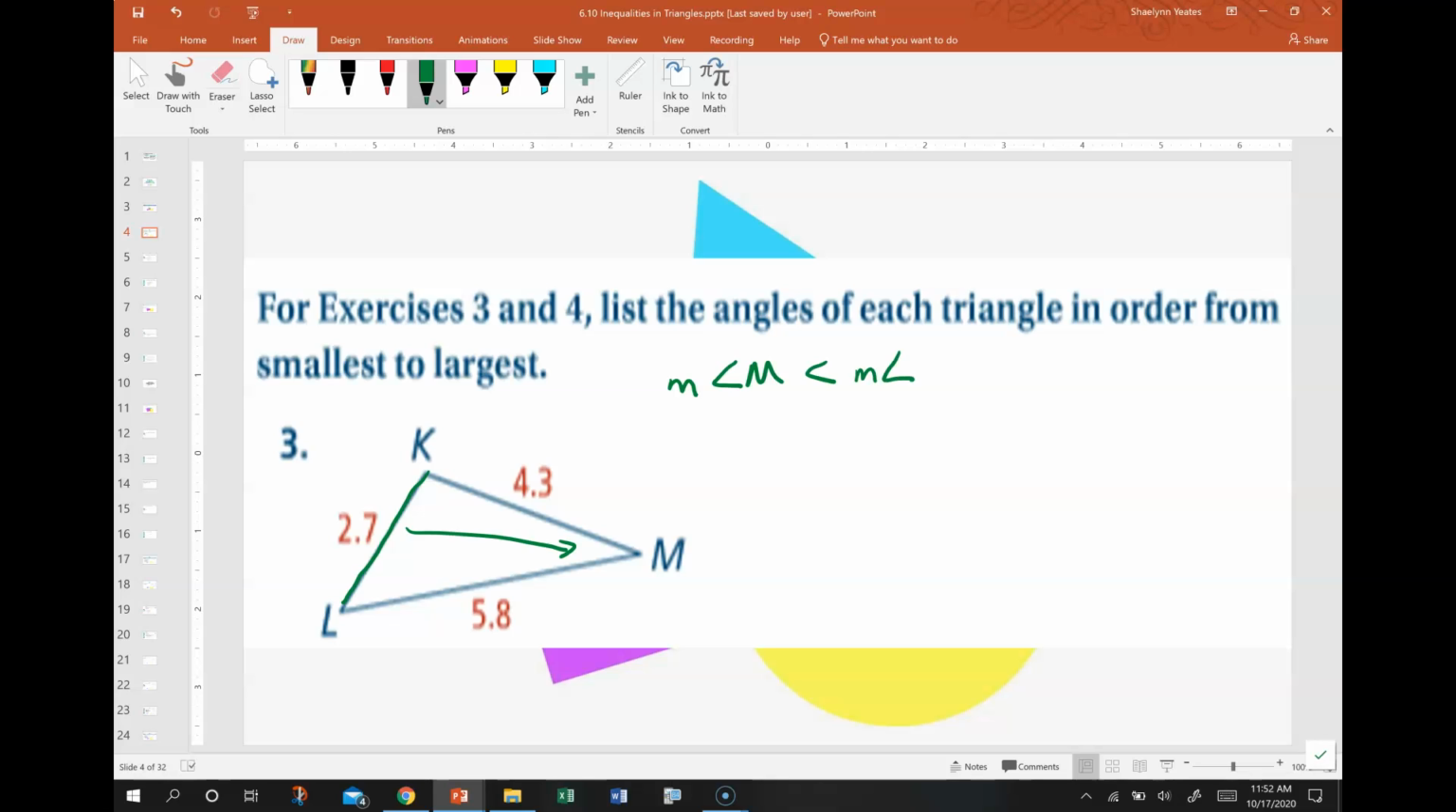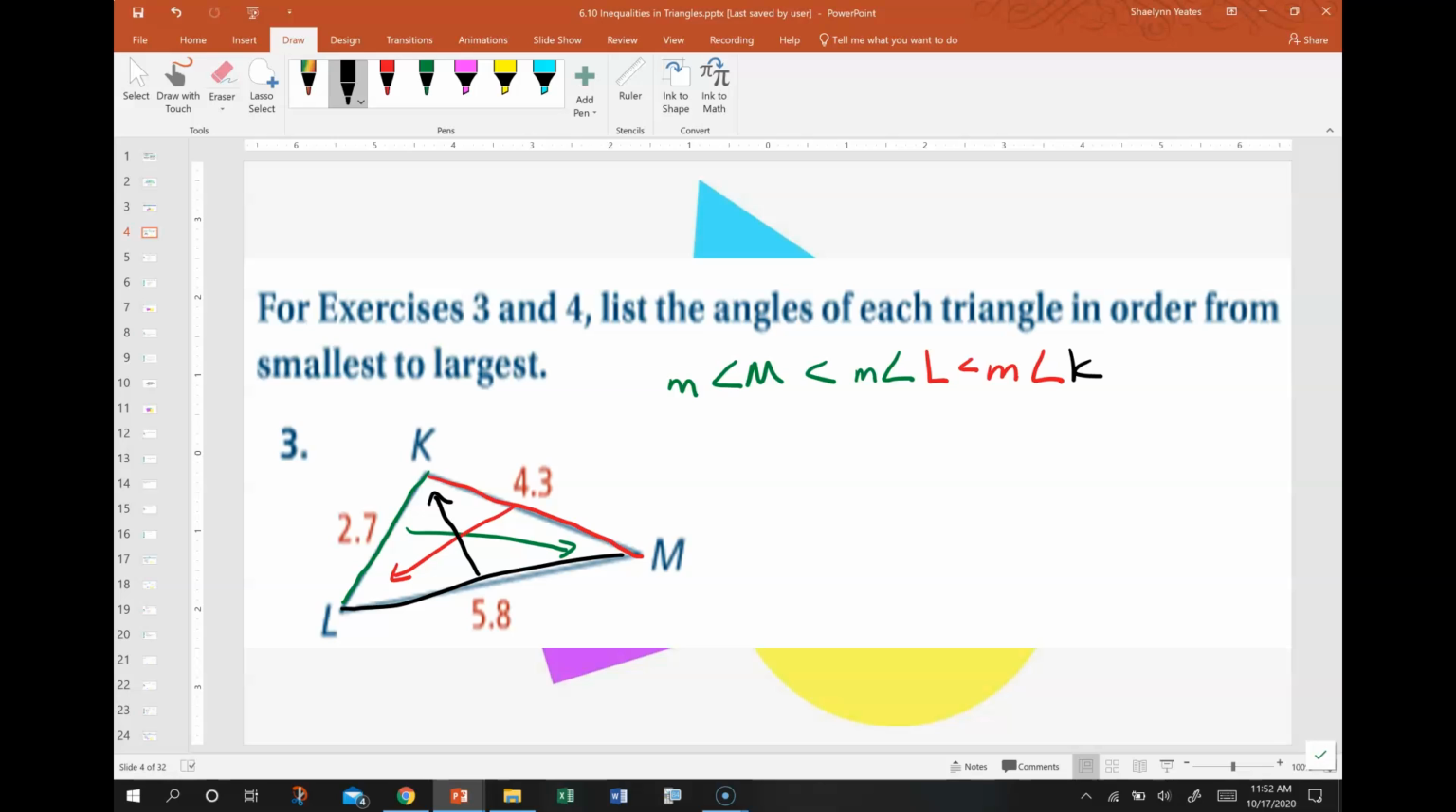Now what's the next smallest one? So 4.3 is my next smallest side. So that means the angle opposite is going to be the middle one, so angle L. And that's going to be smaller than the measure of angle. And then we're going to do the big one. So this is my biggest side, and you'll notice that opposite it is angle K. Okay, so M is smaller than L is smaller than K.